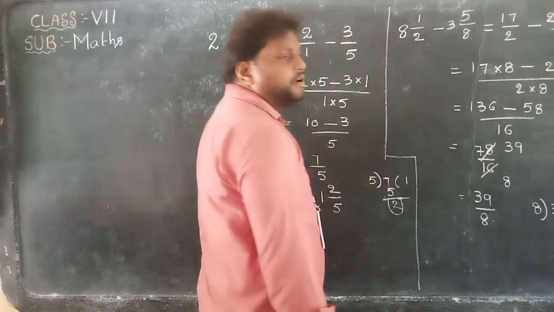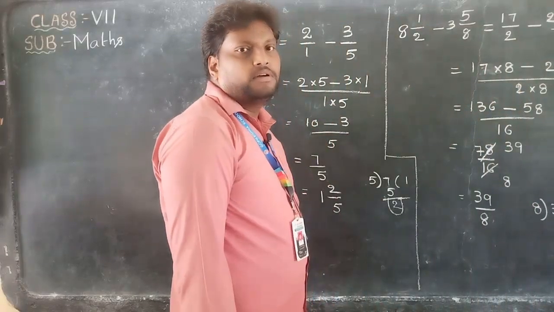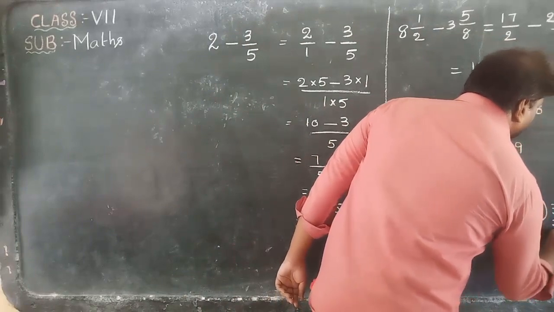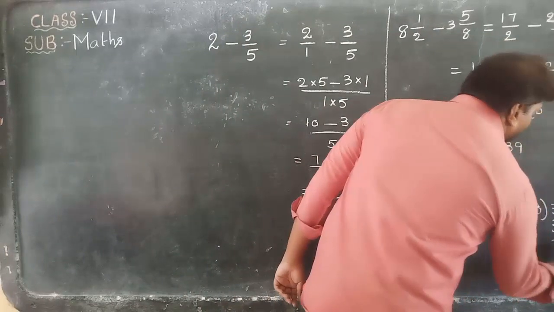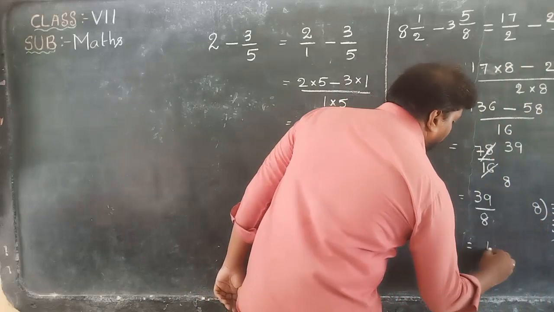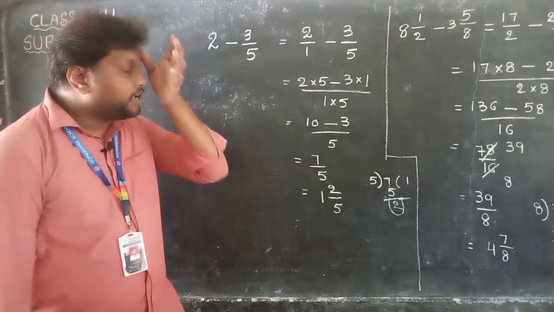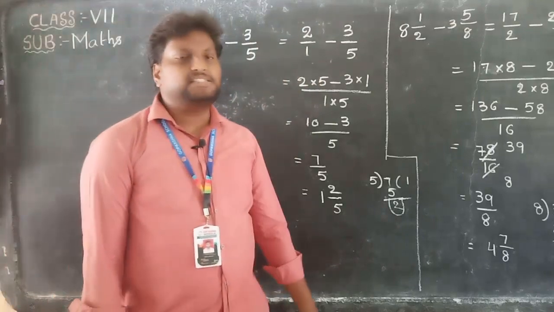8 fours are 32, 8 fives are 40, not possible. 8 fours are 32, the remainder is 7. Then what do we get? 4 7 by 8. Okay, this is the subtraction of fractions.